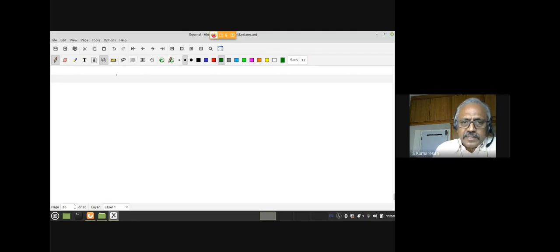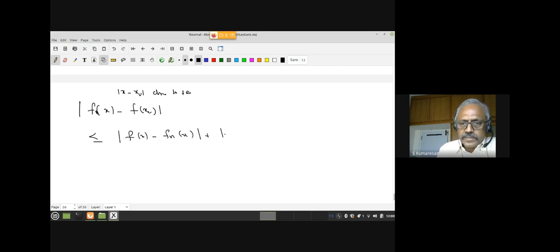Let me go back and prove what I have done. So I wanted to estimate f of x minus f of x naught. My thing is, if x minus x naught is close to 0, then I want to say this is also near to 0. So what was the trick? I said I will split it into f of x minus fn of x, plus fn of x minus fn of x naught, plus fn of x naught minus f of x naught. So this is what we arrived at.